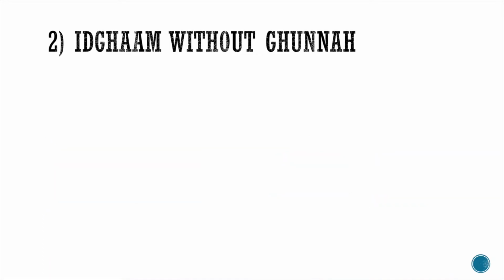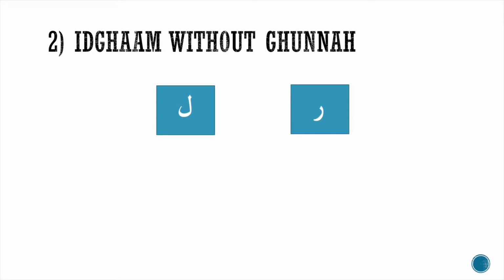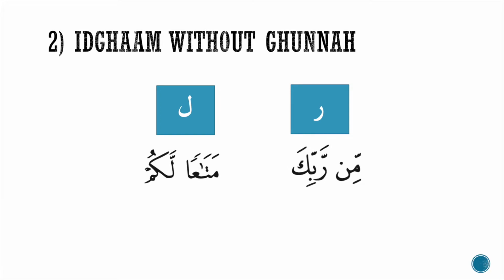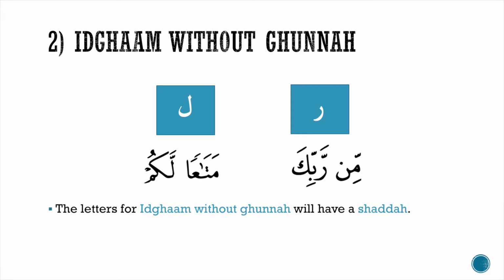Idghaam without GHUNNAH have 2 letters, the letters Ra and the letter Lam. The example for the letter Ra is Mir Rabbika, and the example for the letter Lam is Mata'an lakum. You will notice for these letters that there is no GHUNNAH, but the letters will have the Shadda.